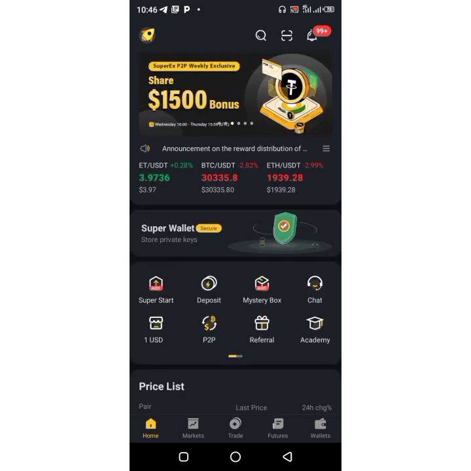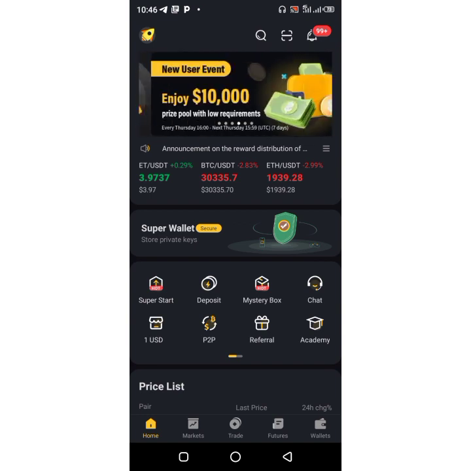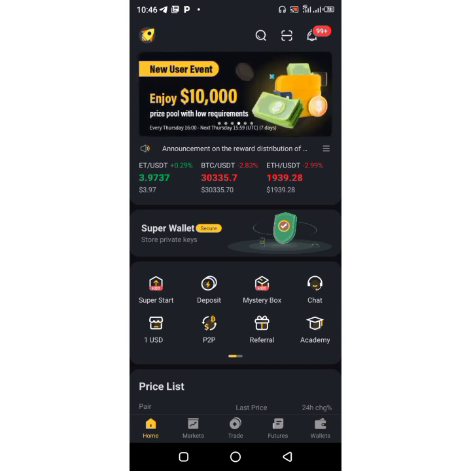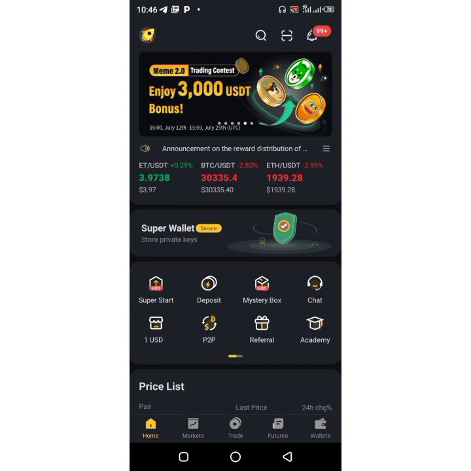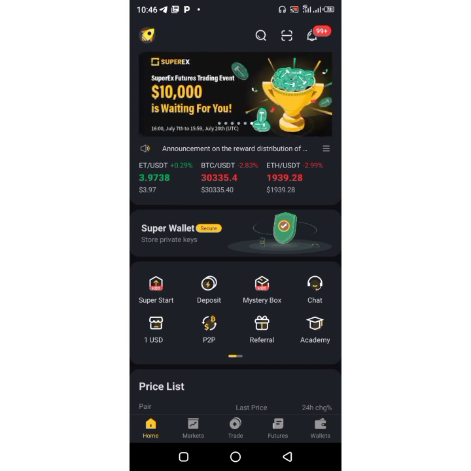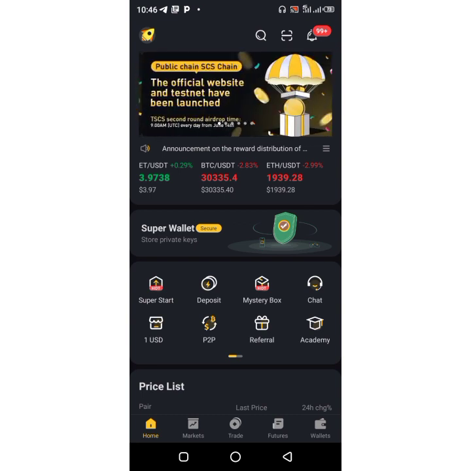I really like this exchange a lot, because I searched different exchanges for a particular token that can give me $10 to $20 per day, but I found none except this exchange.